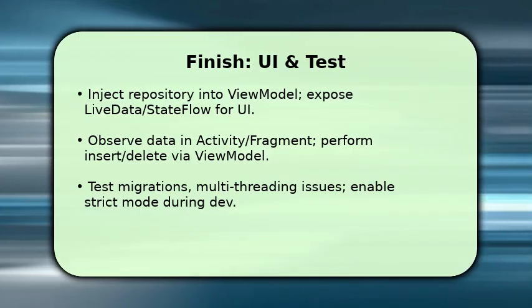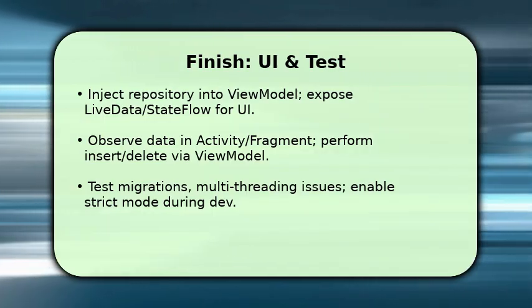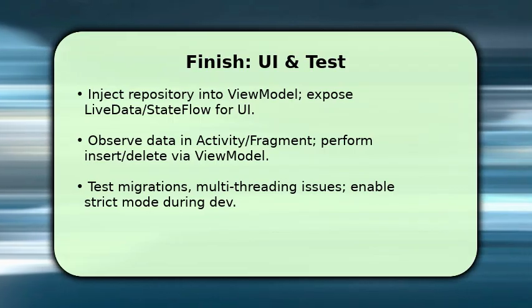records. Run instrumentation and unit tests that cover CRUD and migration paths. Simulate multi-threaded access to catch race conditions. If things go wrong, check logs for SQLite exceptions and verify your version/migration logic. Misaligned schema versions are the most common culprit and often the quickest fix.